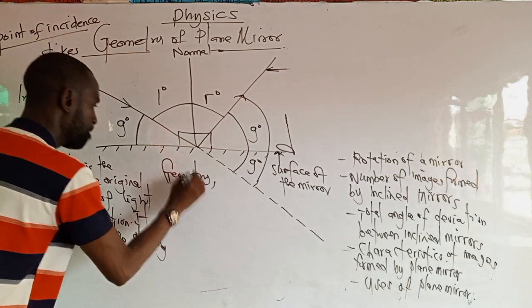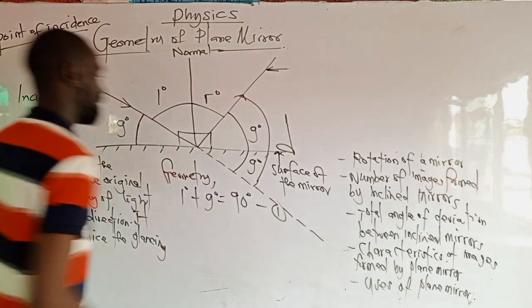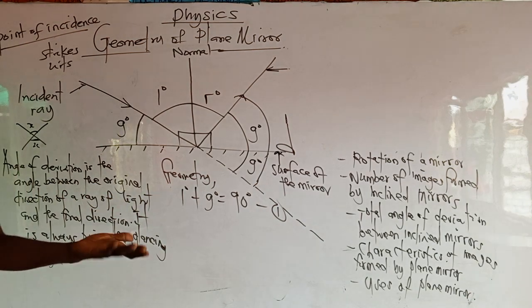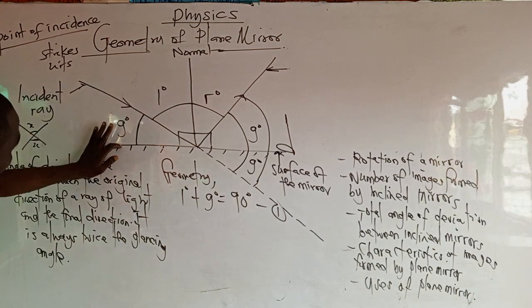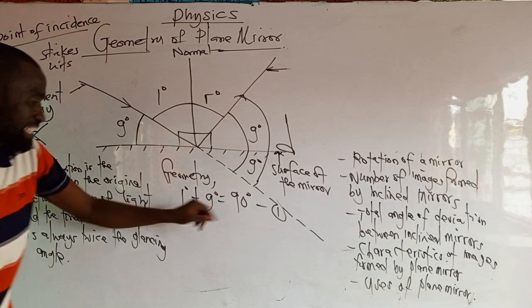My I plus my G equals to what now? 90. I call this equation 1. Is it not very obvious? It's very obvious. This base is 90. Everything here is 90. So my I plus my G is 90 degrees.